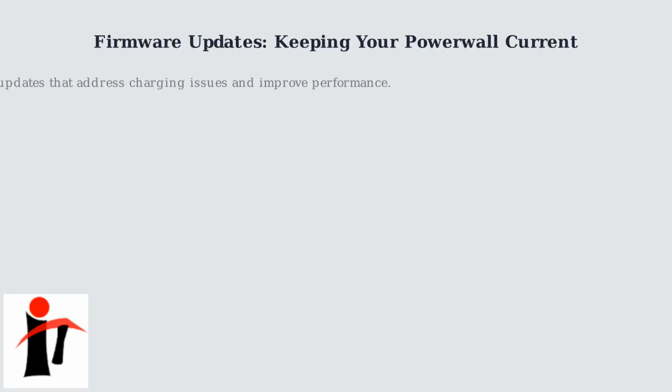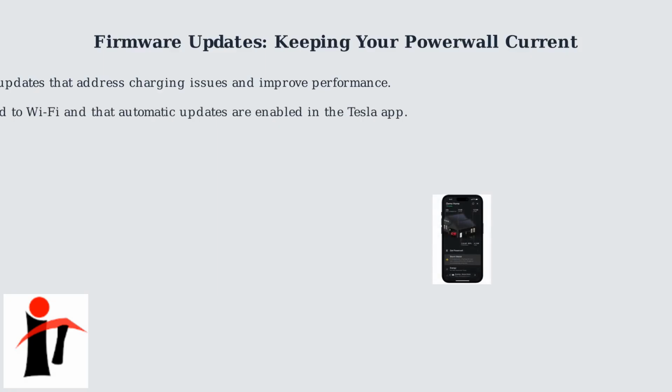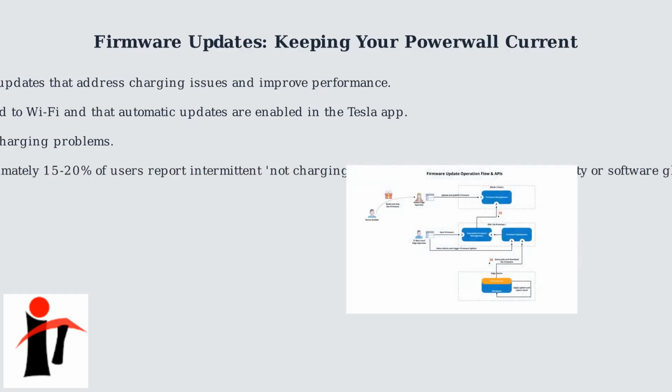Firmware updates are crucial for maintaining your Powerwall 3's performance. Tesla regularly releases updates that fix charging problems and enhance functionality. To receive these updates, make sure your Powerwall is connected to Wi-Fi and that automatic updates are enabled through the Tesla app. These firmware updates are highly effective, resolving 65% of charging issues according to Tesla's data. However, some users still experience intermittent not charging errors, often due to grid instability or software glitches during peak demand.